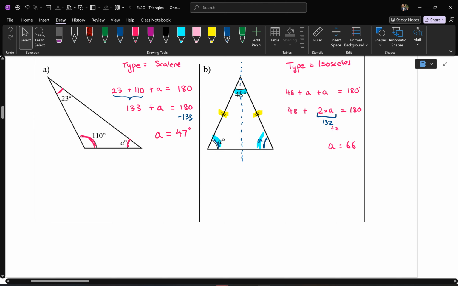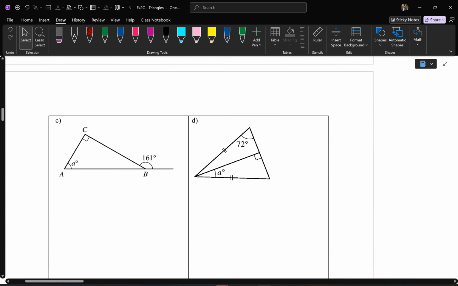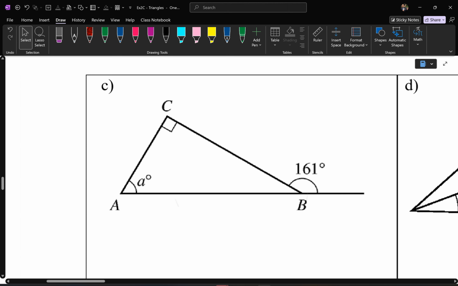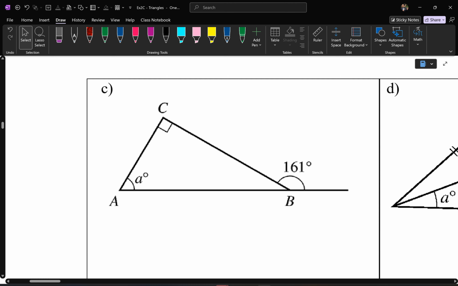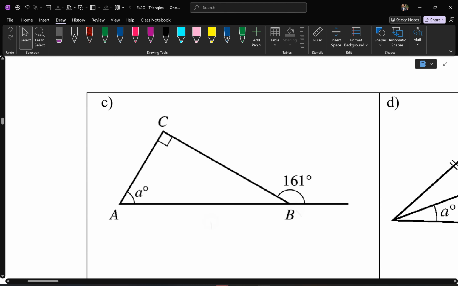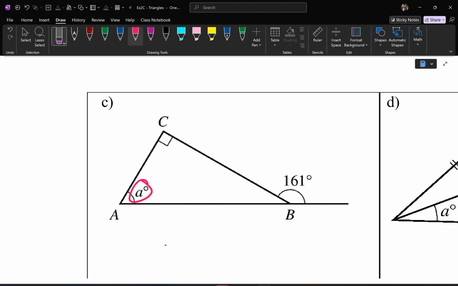Flip over the page. Let's look at other problems. This one, I just taught you the theorem for this one. Who wants to have a go? Hands up. Leon. How do we do this one? We have to find A. So A plus C has to equal 164 degrees.